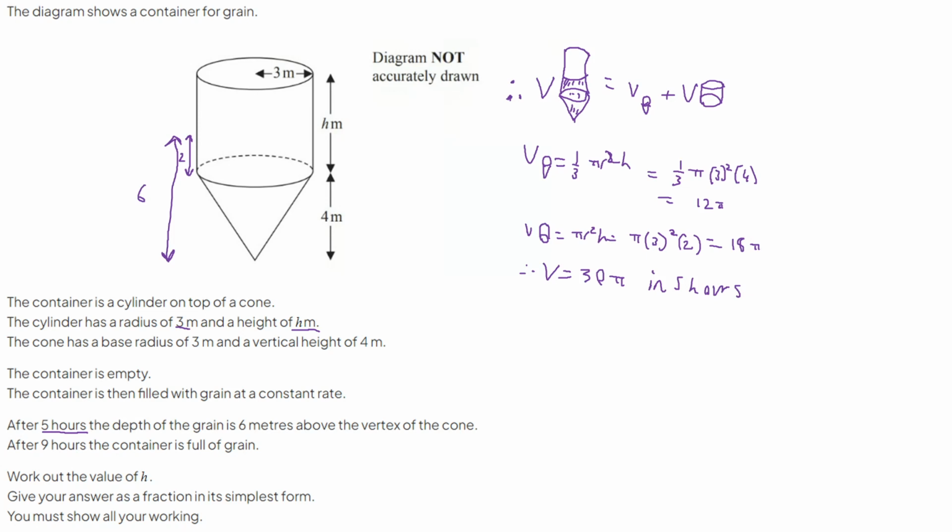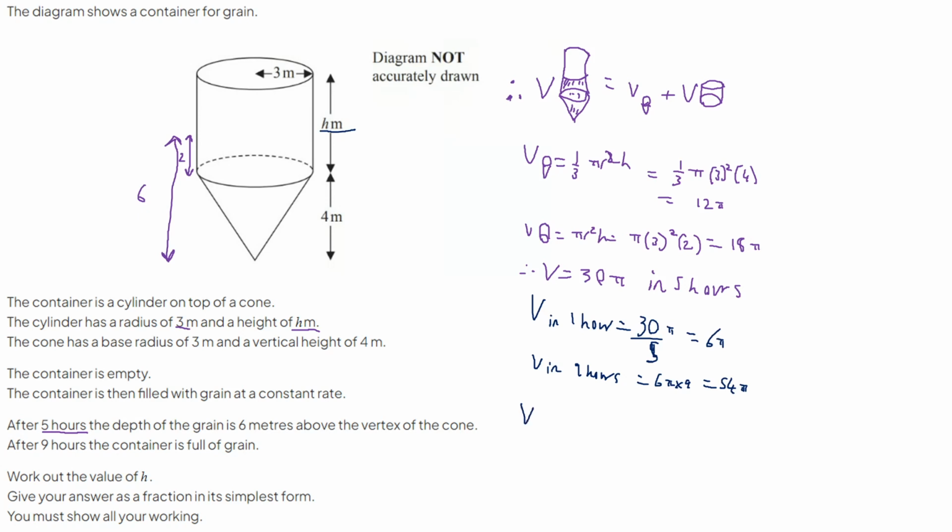Okay? So what is the volume after 9 hours? Well, let's first look at how much it is in 1 hour. So volume in 1 hour is equal to 30 divided by 5, excuse me, which is equal to 6 pi. So therefore the volume in 9 hours is equal to 6 pi times 9, which is 54 pi. So the total volume is 54 pi, but the question is what is h?